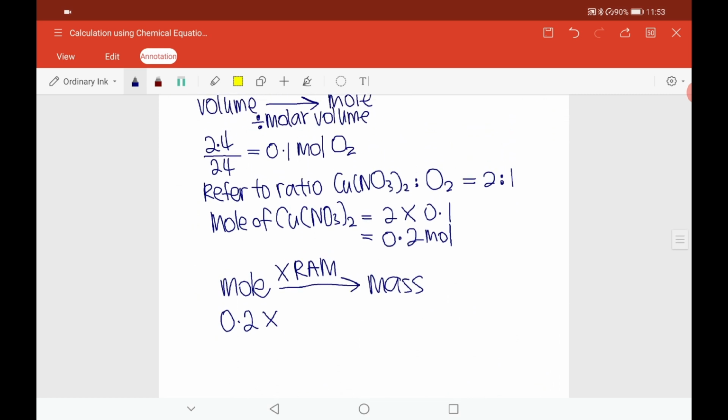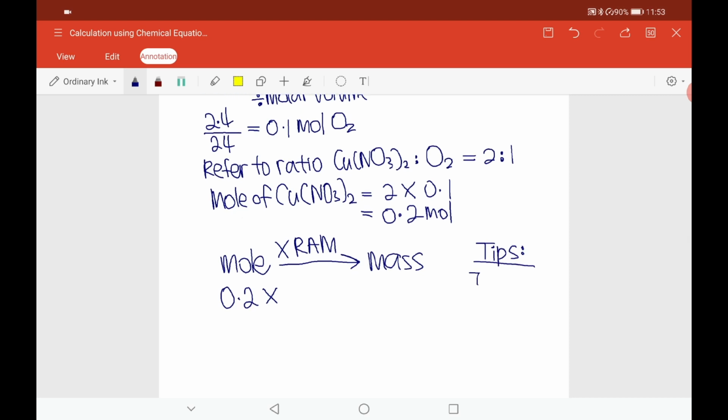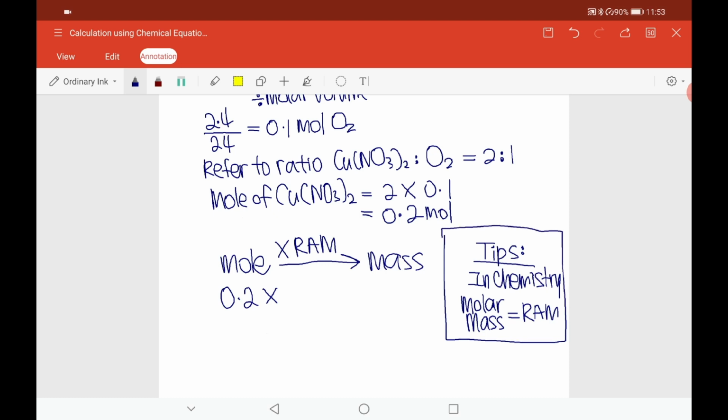So here, I must write a very important thing. Okay, I write the tips. In chemistry, you need to understand that molar mass has exactly the same meaning as RAM. Sometimes they don't give you the RAM. They purposely don't give you RAM. They give you molar mass to confuse you. So RAM is the same as molar mass.